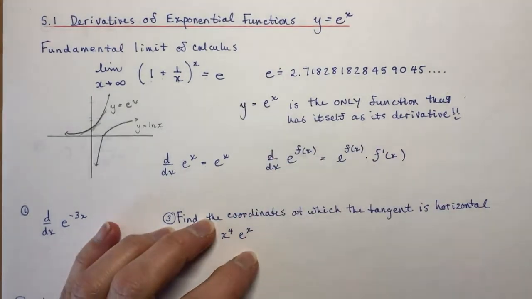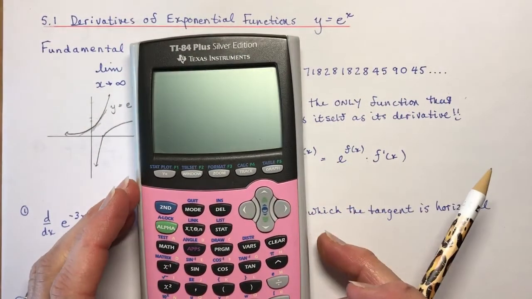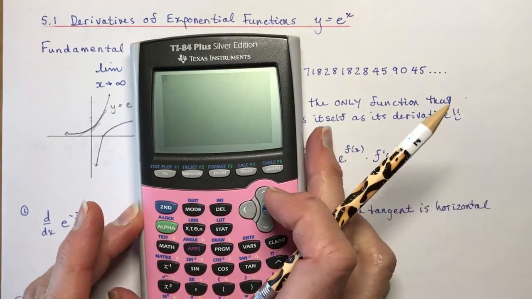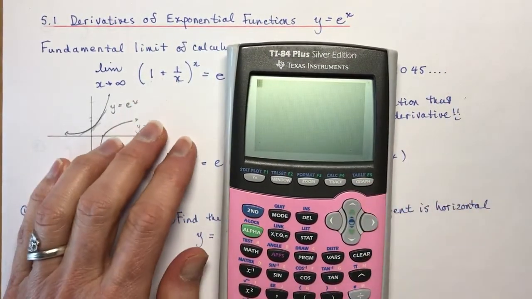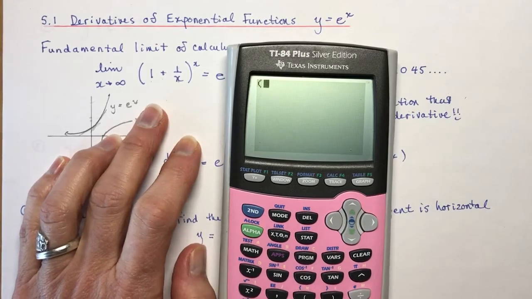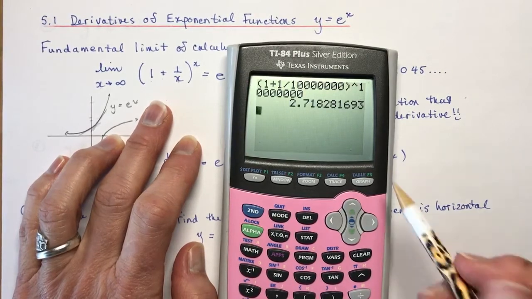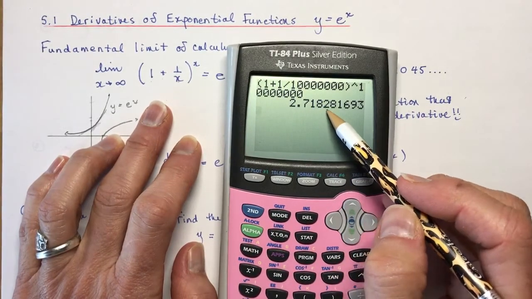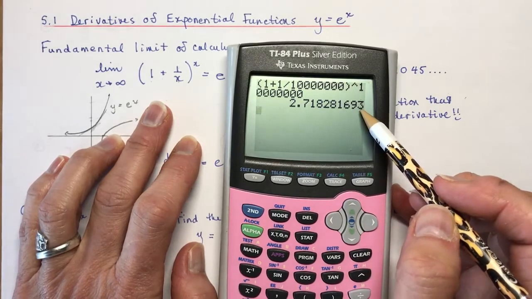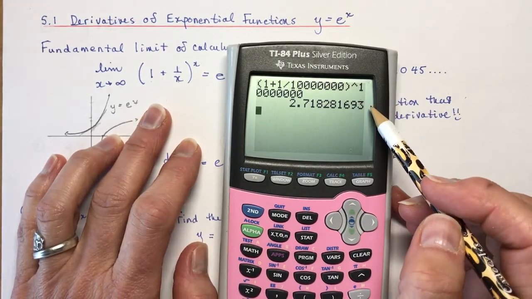So if you take out your trusty calculator, I want to show you how you would get close to this number. Let's say I do 1 plus 1 divided by 1 with 7 zeros, and I raise that to the power of 1 with 7 zeros. You'd see that I get a number 2.718281693, which is getting pretty close to the actual value for e.